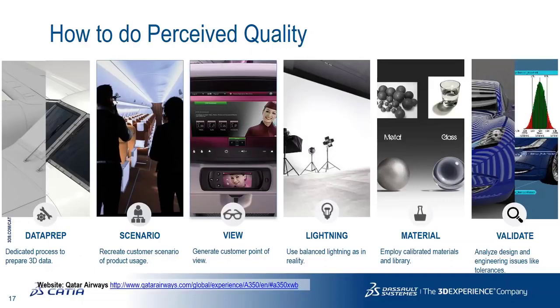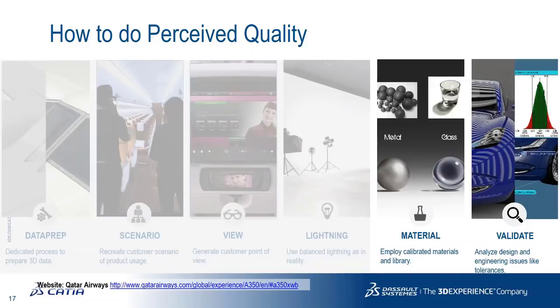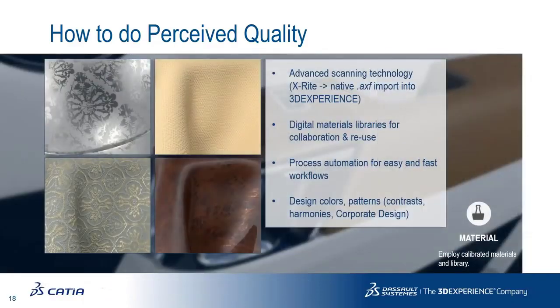If you have a look at the material, you know that each company has its own material styles and its own catalogs. So we can do these for you, or you can do these on the 3D experience platform also. And the last point is to analyze the design and the engineering issues like tolerances on your assembled model. For the last two topics, I have brought some examples with me. First of all, we will start with the materials.